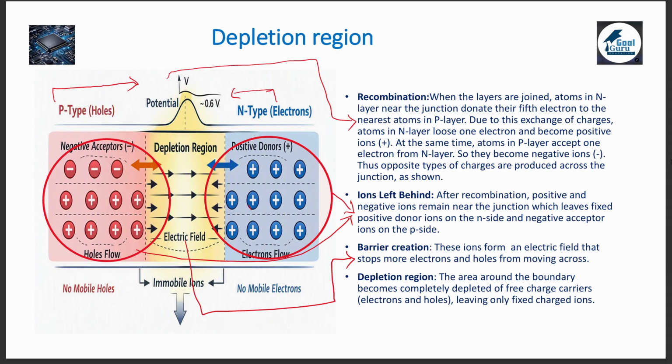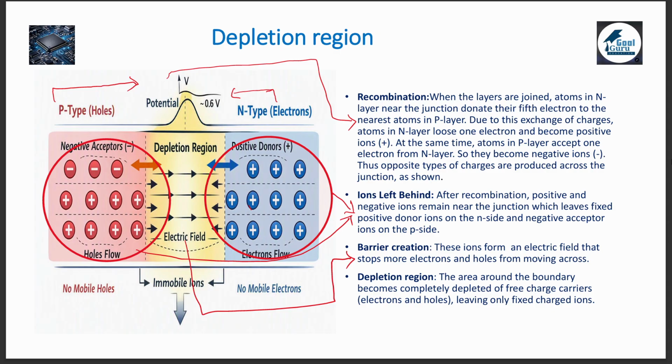This area where it forms an electric field is called the barrier creation. What is a barrier? You know the meaning of barrier? Barrier means not allowing. Therefore, this electric field stops the further motion of the electrons and holes.